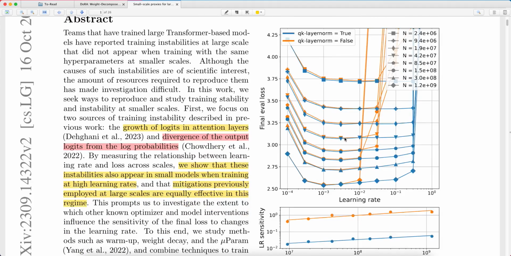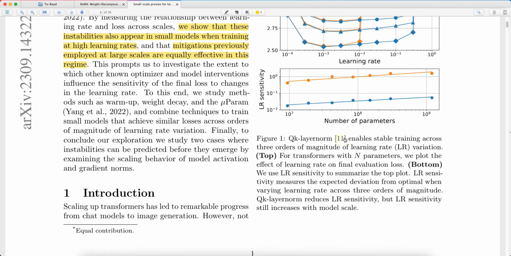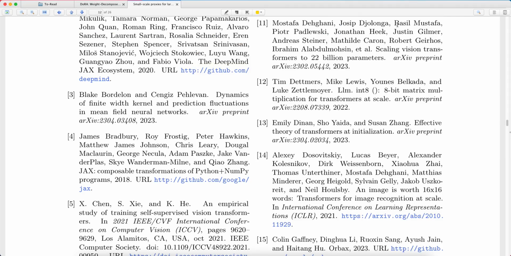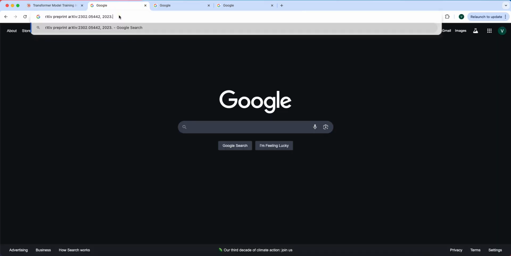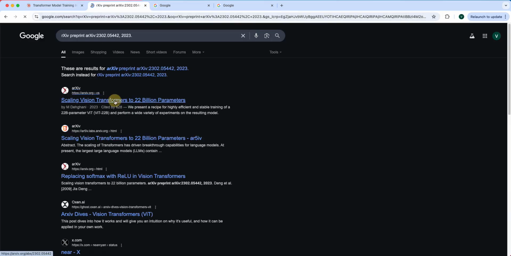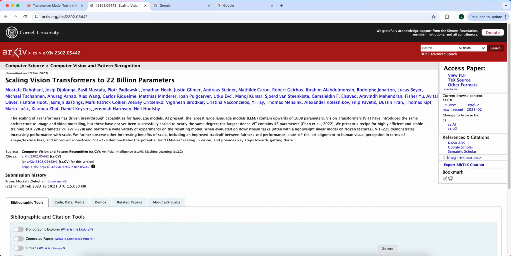Okay, let's look at this chart, because they've put it on the front page. Figure 1, qk-layernorm. So I still have to look that up. If they don't explain it, we will go to Claude. So let me just copy this. All right, so we'll come back.